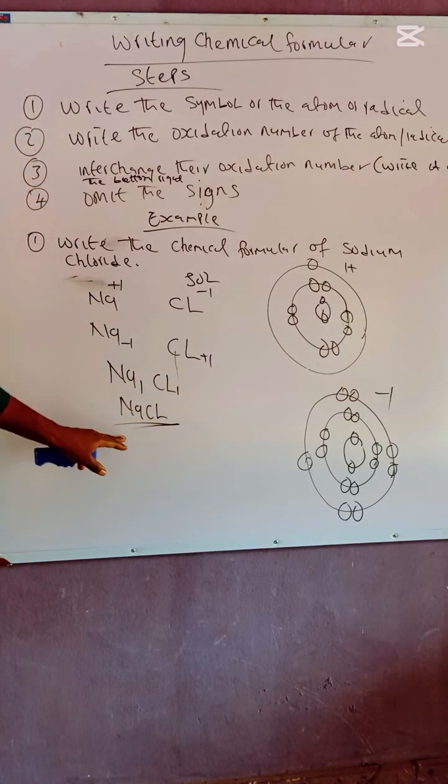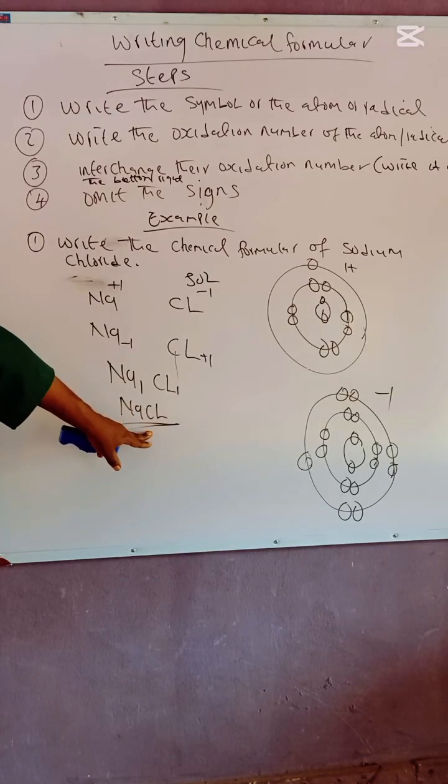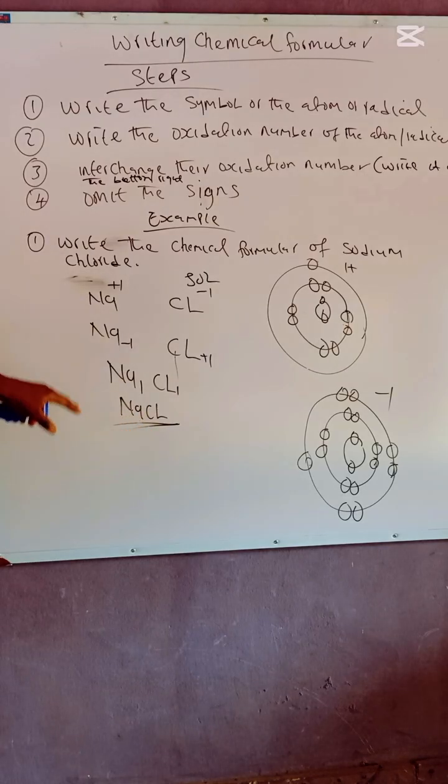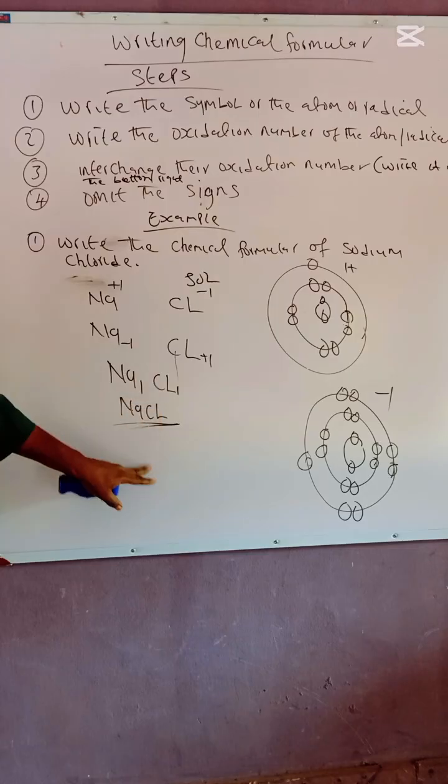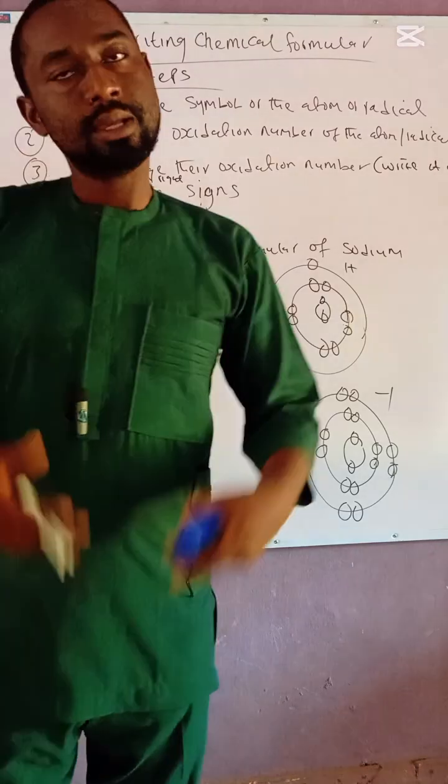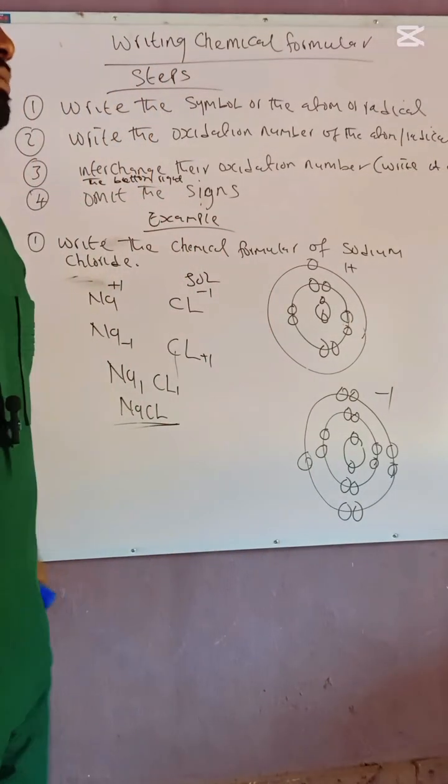So sodium chlorine. So this na the final answer. You see how we take get am. Sodium chloride. So this na the chemical formula for sodium chloride. E simple abi e no simple? Make we go example number 2.